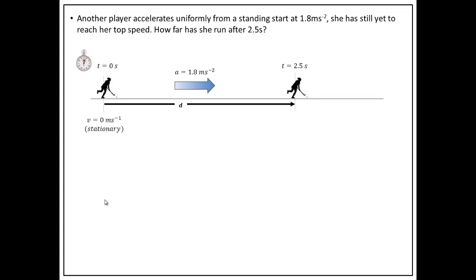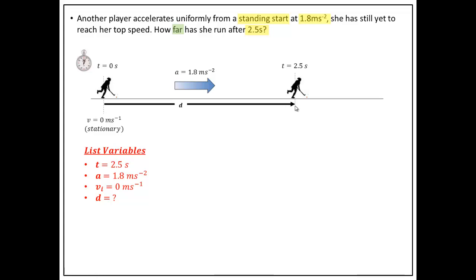The first thing that you want to write down with this question is the variables that you're given. So here I've highlighted them and I've written them down. It tells us that the player began at a standing start. That's our initial velocity of 0 meters per second. It tells us that she accelerates uniformly at 1.8 meters per second squared. It tells us that the time that she's running for is 2.5 seconds, and it wants me to calculate how far she's ran, so therefore her displacement from where she began to where she is after 2.5 seconds.